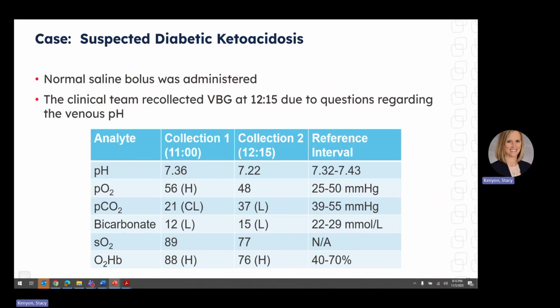You can see that the pH is below the reference interval, which would be consistent with diabetic ketoacidosis. The PO2 is within the reference interval, and the PCO2 is still low, but increased compared to the first draw. And of course, the bicarbonate is still low.